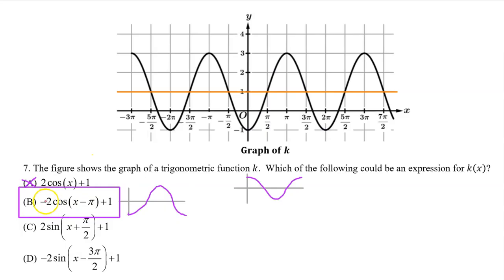With a negative a value, function B is an upside down cosine function, so the first period should look like this.